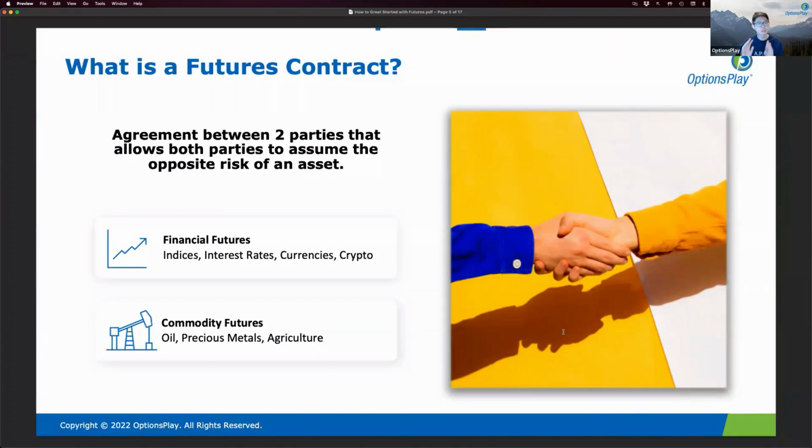So I'll start off by talking about, what is a futures contract? A futures contract is simply an agreement between two parties that allow both parties to assume the opposite side of the risk of an asset. So what does that mean? It means that there are different assets that you can trade futures contracts on, and there is a buyer and a seller to each futures contract. The buyer and the seller are taking opposite sides of the trade. The buyer believes that the asset is going to rise in value. The seller believes the asset is going to decline in value.